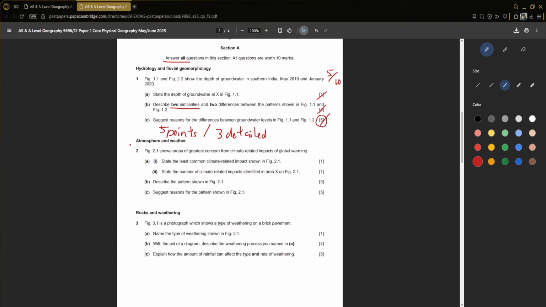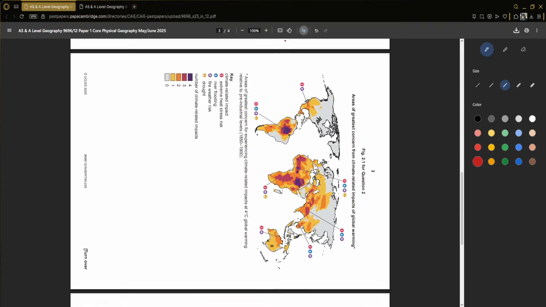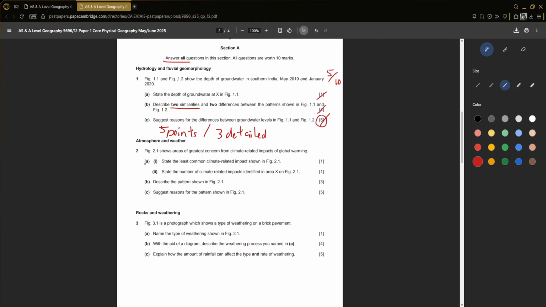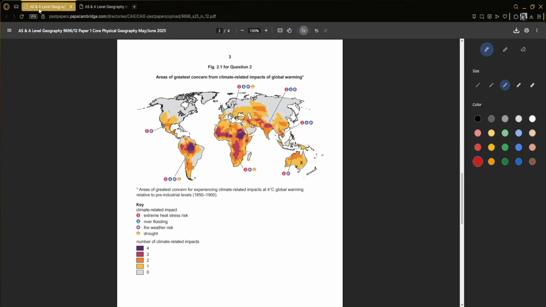Moving on to atmosphere and weather. You're going to move on to this insert over here, which is the areas of greatest concern from climate-related impacts of global warming. And questions AI and AII are just using the figures. So state the least common climate-related impact shown in Fig 2.1. So you basically count.